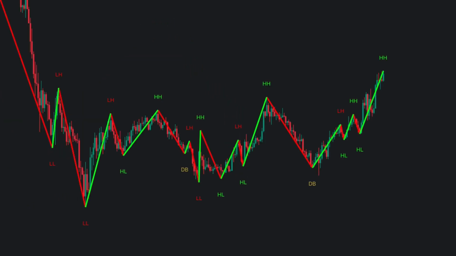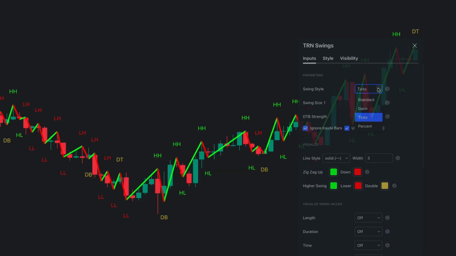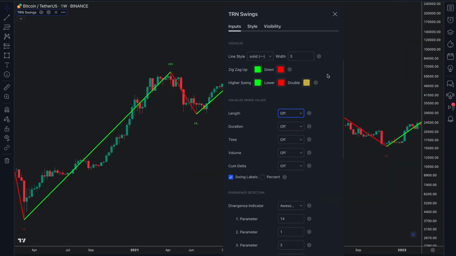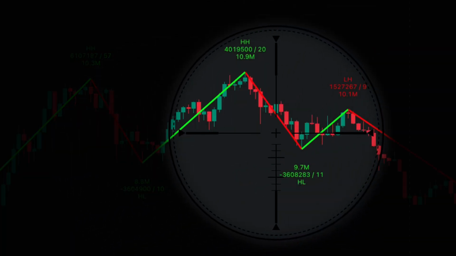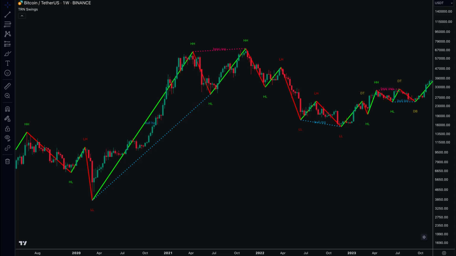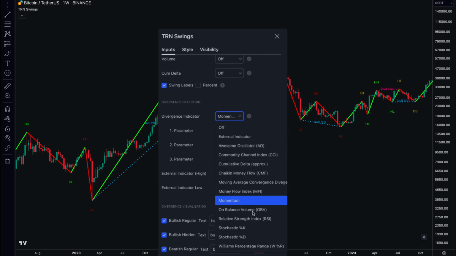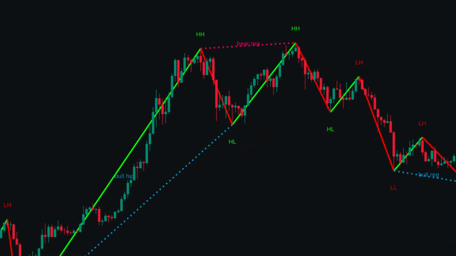In addition to our own swings, you have the flexibility to choose between various swing styles, including ticks, percent, or even the famous scan swings. You can also choose to display different swing values like length, duration, or cumulative delta to maximize your accuracy. Another unique feature of TRN Swings is its integrated Divergence Detector, capable of analyzing up to 12 oscillators and showcasing bullish and bearish divergences with eye-catching color highlights.